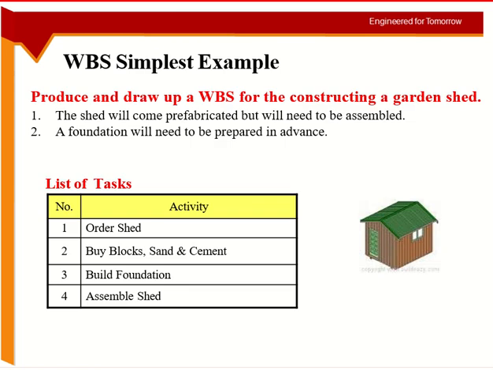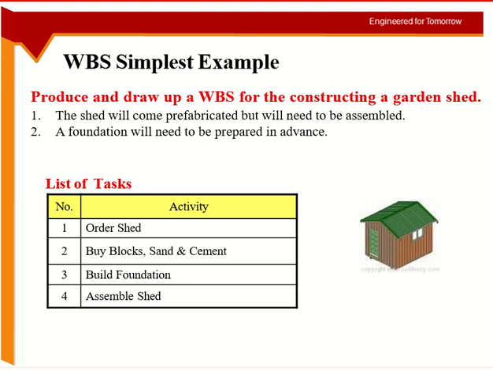So going back to the WBS, the discussion was about the responsibility matrix. Now we are going back to the WBS, and in this activity, we'll try to draw up a WBS for constructing a garden shed. The shed will come prefabricated, but it has to be assembled. So the roof and the walls and the doors and the windows, they will come, and you have to assemble it.